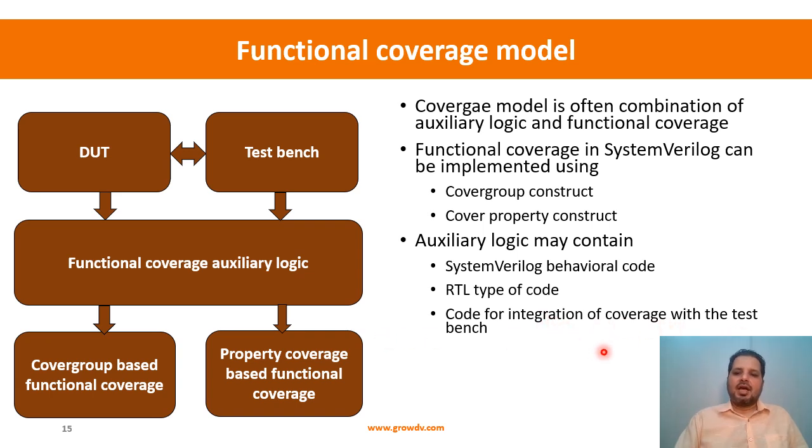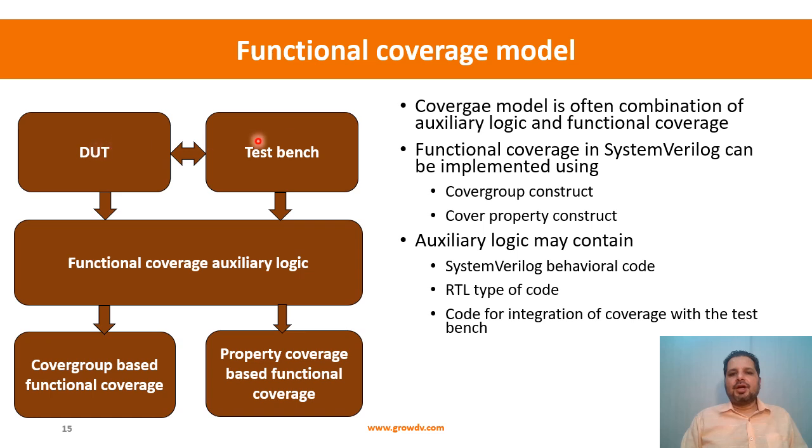It could be that I might be passing some interfaces, I might be passing some transactions, or I might be passing some global object containing state information. All that plumbing has to be done. So that's the additional code for the integration. So these are all part of your auxiliary logic. So let's look at the block diagram.